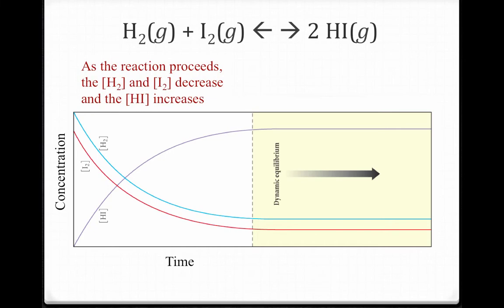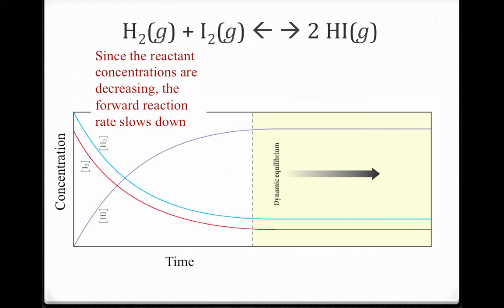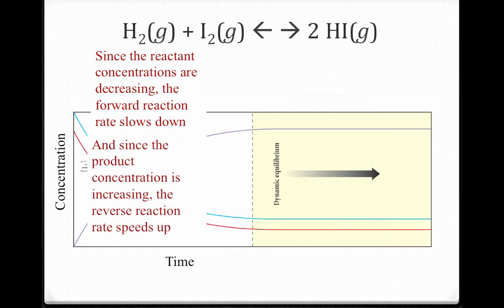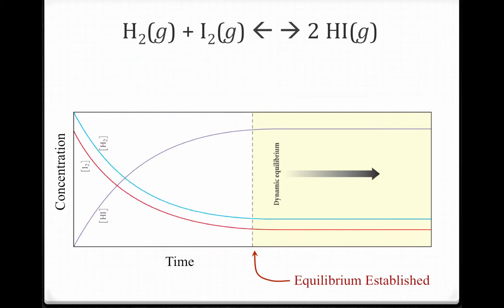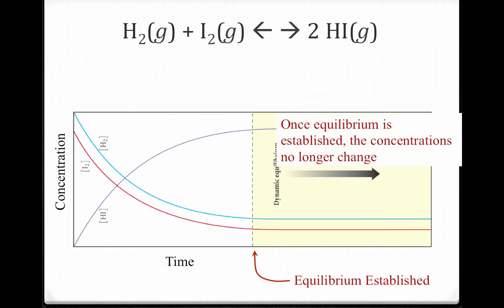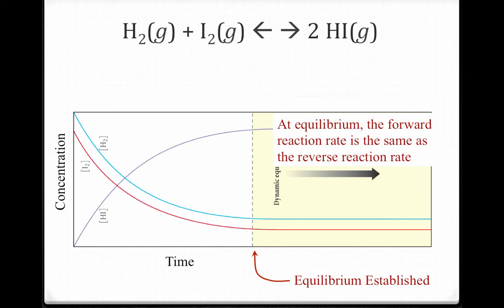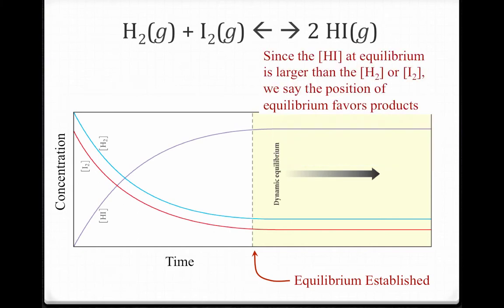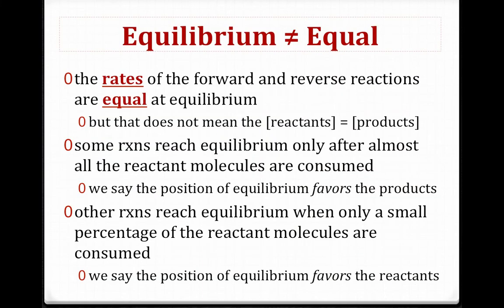This is the same thing, just showing you in graphical form. You're seeing the reactant concentration decreasing, the product increasing, and eventually you're going to reach equilibrium. So since the reactant concentrations are decreasing, the forward rate slows. Since the product concentration is increasing, the reverse rate speeds up. At the time when equilibrium has been established, the concentrations no longer change. The rate forward is the same as the rate reverse. Since the concentration of product at equilibrium is higher than that of each of the reactants, we say the position of equilibrium favors the product.